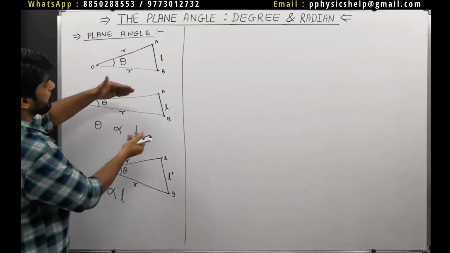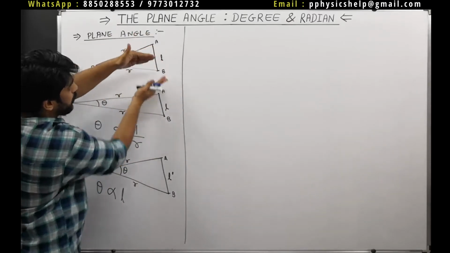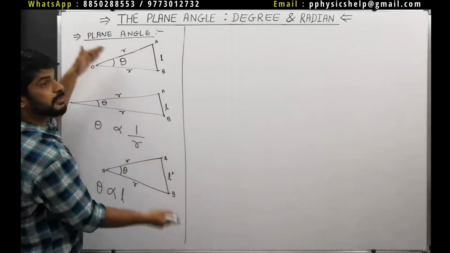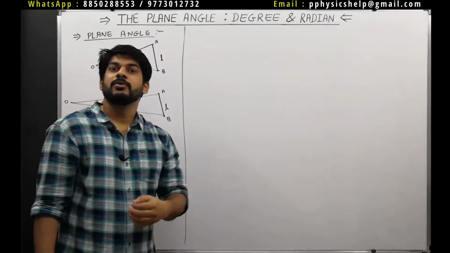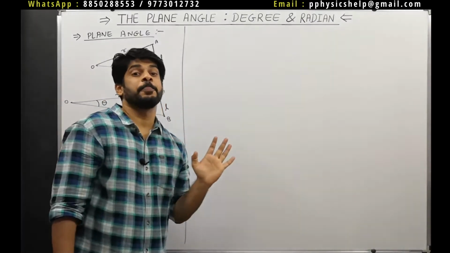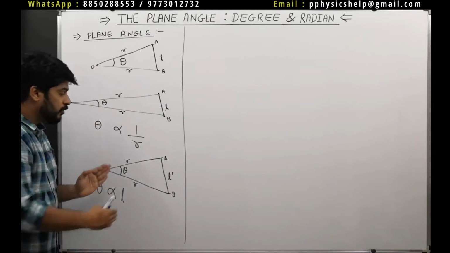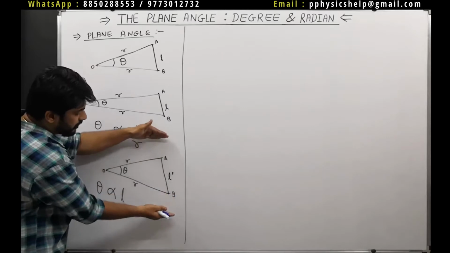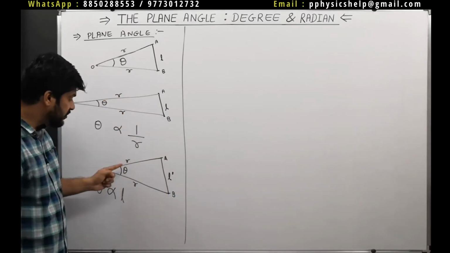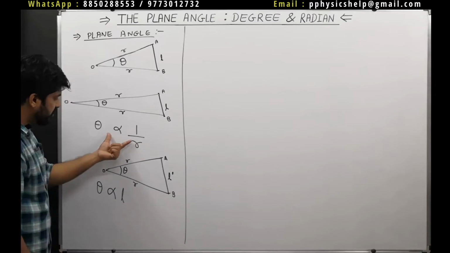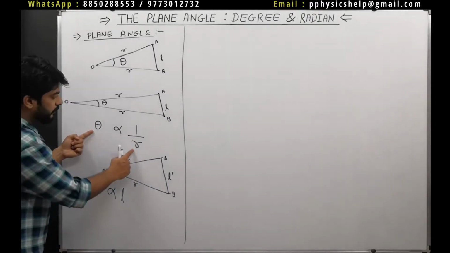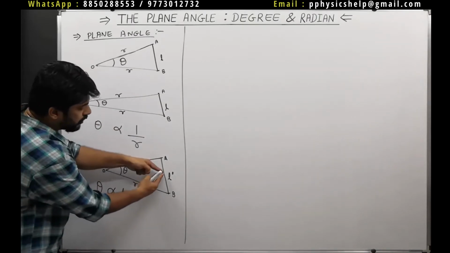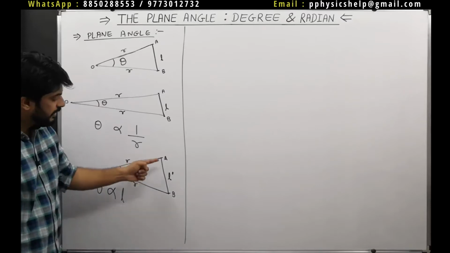You can check here, if you make this length smaller, the angle is going to get smaller. If you increase it more and more, the angle will increase, isn't it? I'm talking about the same distance here. This distance should be the same, and if you increase this length, the angle will increase. So you have two relations. One says that theta is inversely proportional to this distance, and the other says that theta is directly proportional to the length of the line.